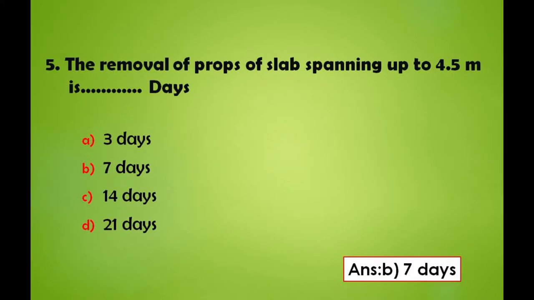The removal of props of a slab spanning up to 4.5 meter is in dash days. A. 3 days, B. 7 days, C. 14 days, D. 21 days. The answer is, the removal of props of a slab spanning up to 4.5 meter is in 7 days.